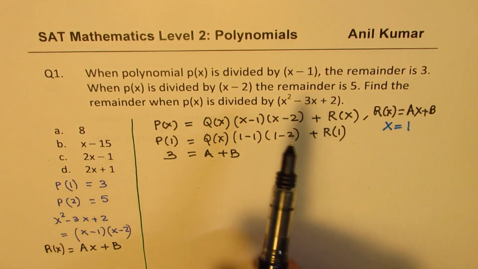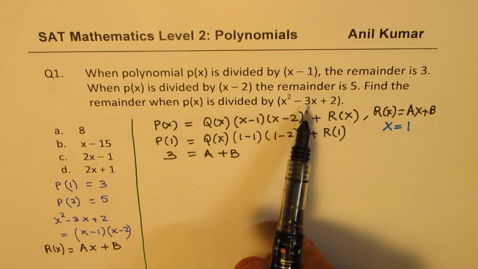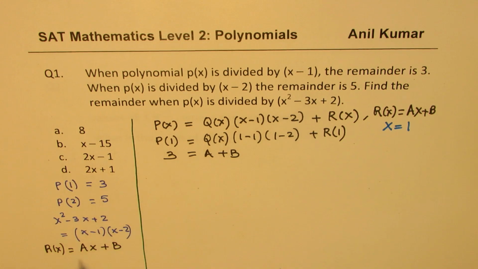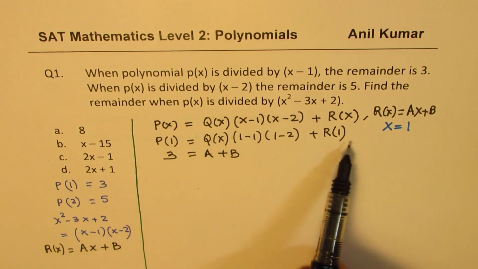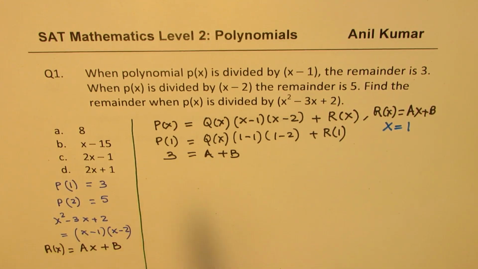So our remainder, when you divide by a quadratic expression, then the highest degree will be 1. So it could be a constant also. It could be ax plus b form also. So from here we get one equation, which is 3 is equal to a plus b.